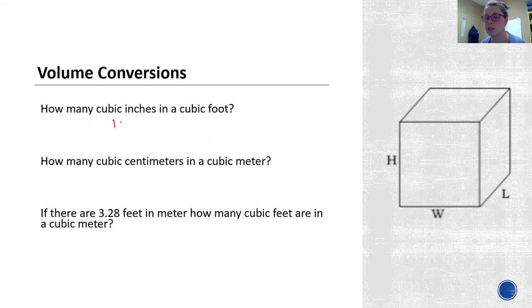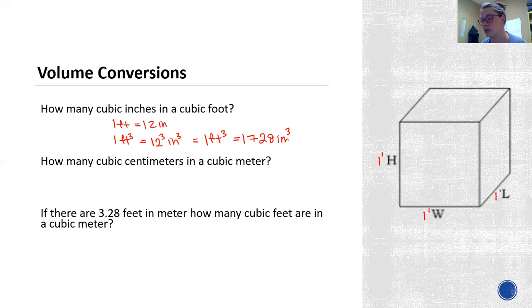Well, we know 1 foot is equal to 12 inches. So for 1 cubic foot, we're going to cube both sides. 1 cubed is just 1. Feet cubed leaves me with feet cubed, equals, we're going to cube our 12 inches cubed. Putting that into your calculator, you get 1 foot cubed equals 1728 inches cubed.